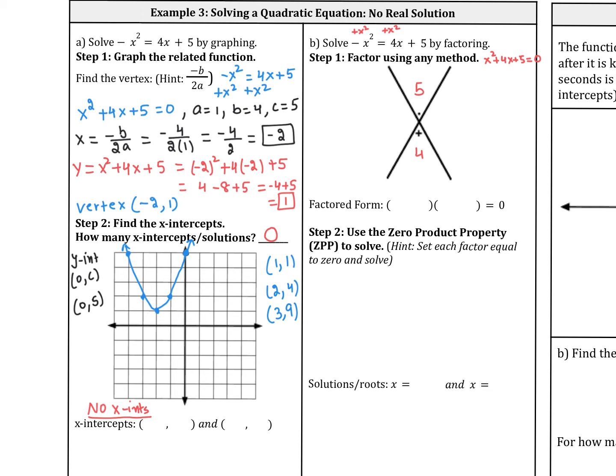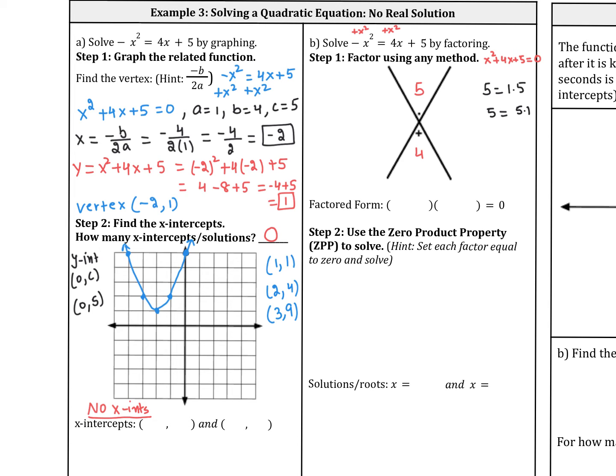The factors of 5 are 1 times 5 and 5 times 1. Those are the only two factors I have for 5. And neither of them, when I add them, gives me 4. So if I choose here 1 and 5, 1 times 5 is 5, but 1 plus 5 is not 4, so this is not going to work.